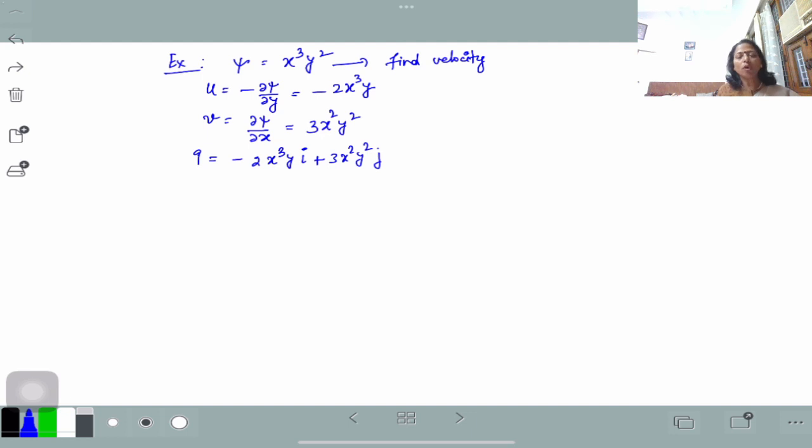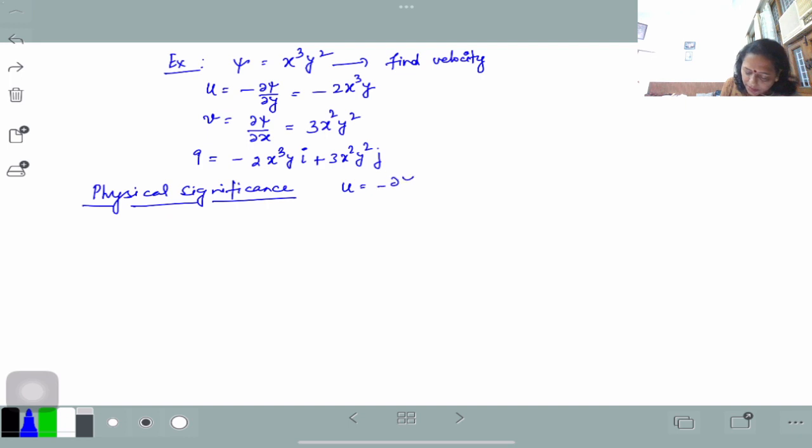Now, if I talk about the importance or the physical meaning of this stream function, for that I would like to give a visualization of it. First of all, the physical significance with the help of an example. Suppose I know that my u is minus ∂ψ/∂y and v is ∂ψ/∂x, right?